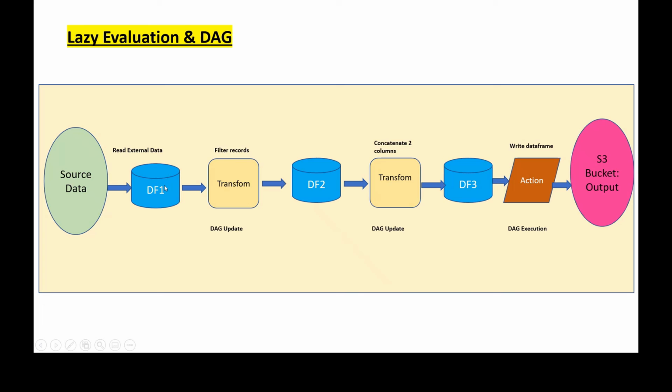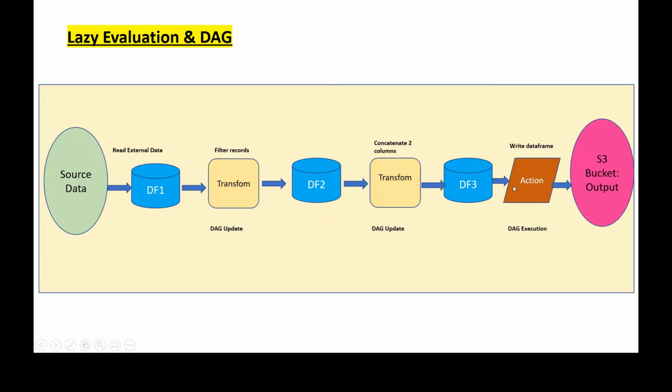DF1 is immutable. Once data is filtered, it will not eliminate the data from DF1. Instead, it will create a new data frame DF2 that will contain only the filtered data. And again, we are performing a certain transformation. Let's say we are concatenating two columns, first name and last name. Concatenation is again a transformation, so it will not actually work with the data, but it will create the logical plan and update the directed acyclic graph. At the end of this operation, it will create another data frame, DF3.